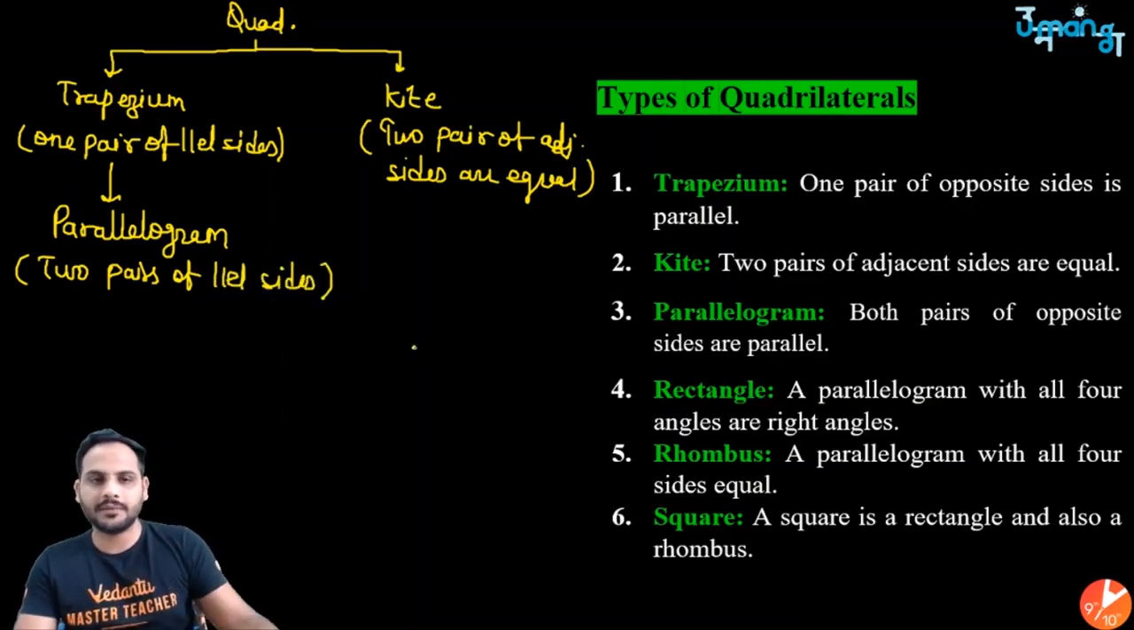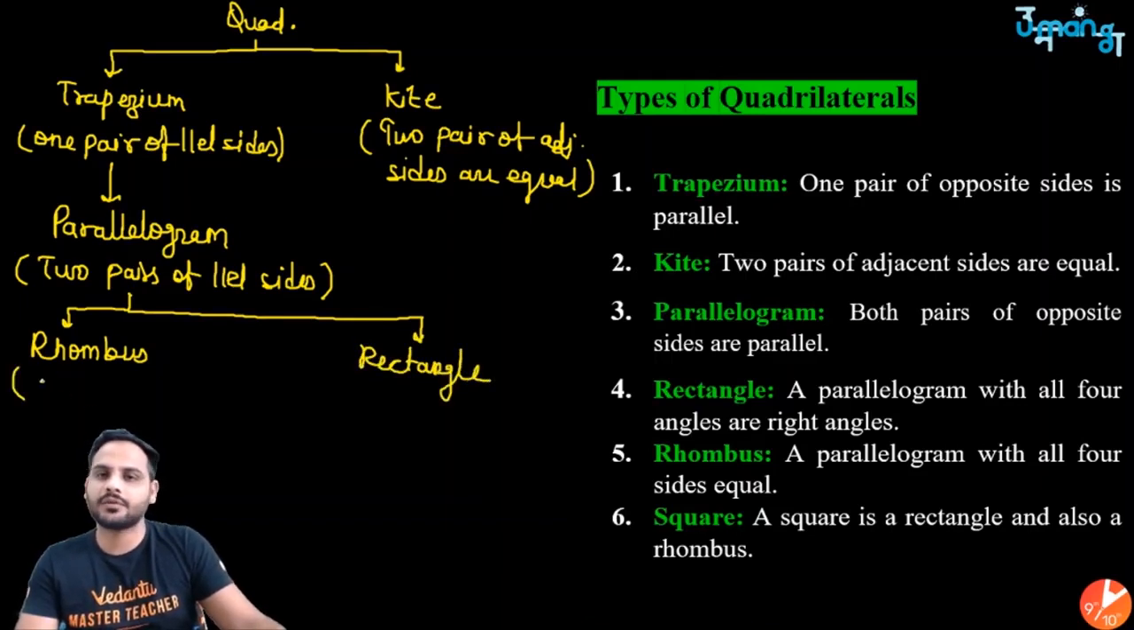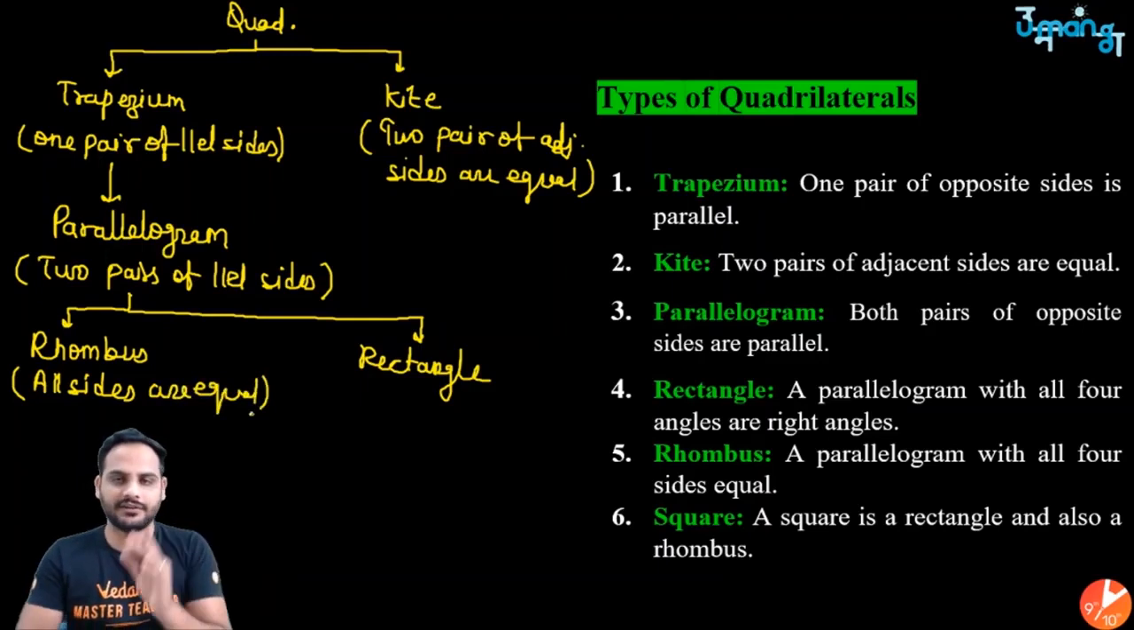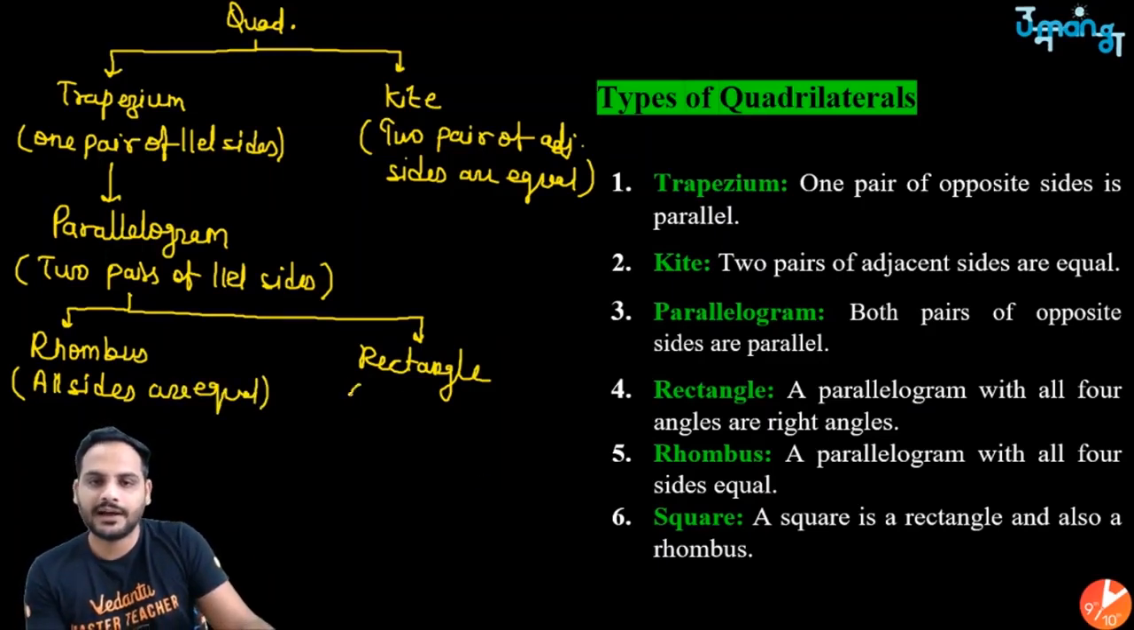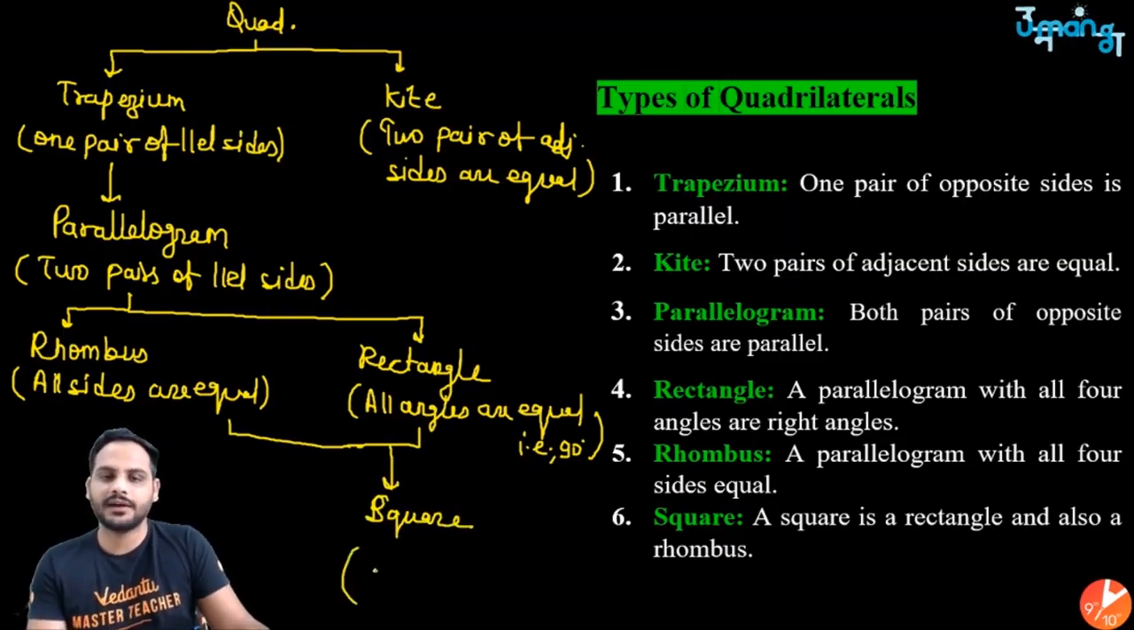Under parallelogram come two more special quadrilaterals. One is your rhombus, and the other is your rectangle. A rhombus is a quadrilateral whose all sides are equal. Don't confuse it with a square, where all sides are equal too; a square has a different definition. So a rhombus is a quadrilateral in which all sides are equal, and a rectangle is a quadrilateral in which all angles are equal, that is, all angles are 90 degrees. Now under the rhombus and rectangle comes another special quadrilateral, that is your square. The definition of a square is a quadrilateral in which all sides and all angles are equal.